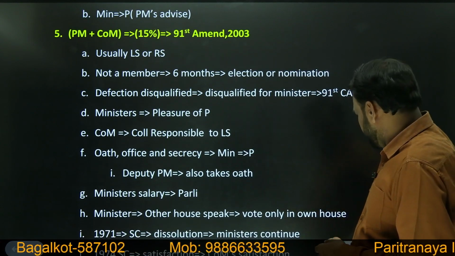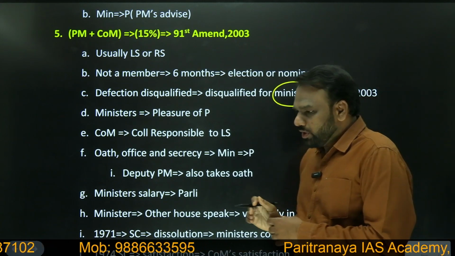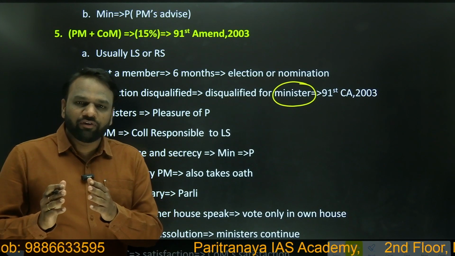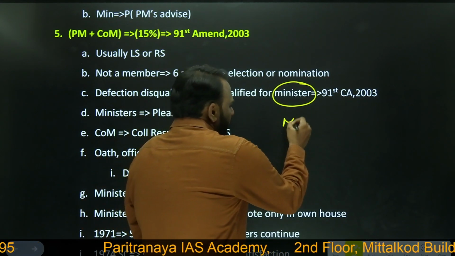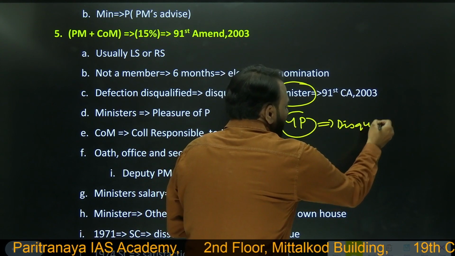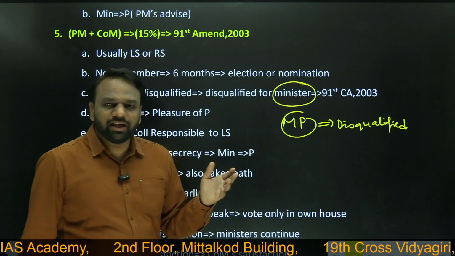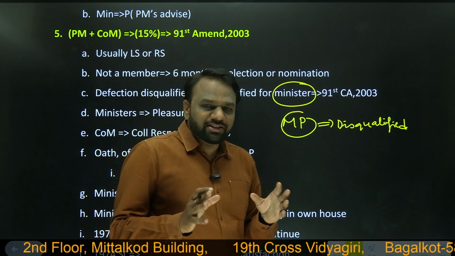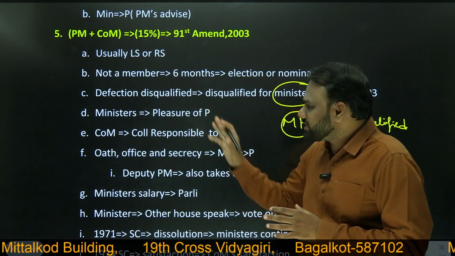Next, very important, defection disqualified for minister. Later on we'll see that a member of Lok Sabha or Rajya Sabha, in general an MP, can be disqualified. There are various grounds for disqualification. One is constitutional ground, another is Representation of People Act grounds, and the third one is defection ground. We will be discussing all these different grounds later on. But for the time being, we have already seen what defection is.